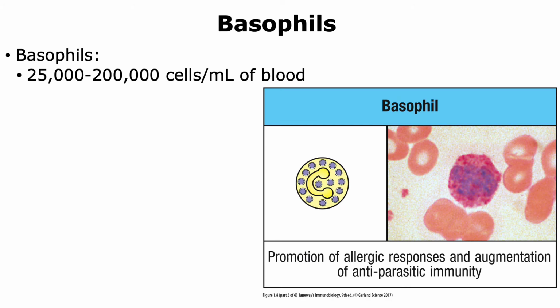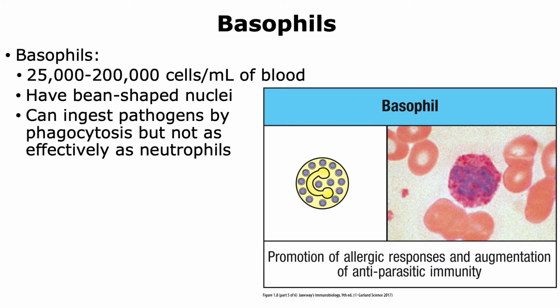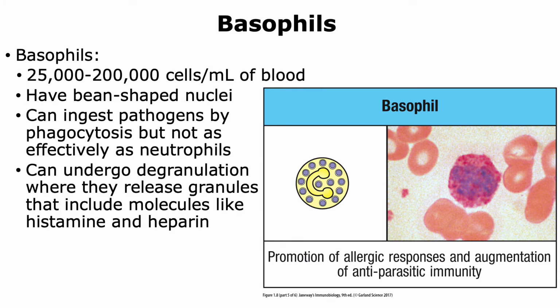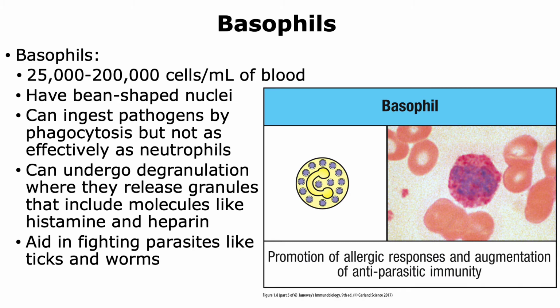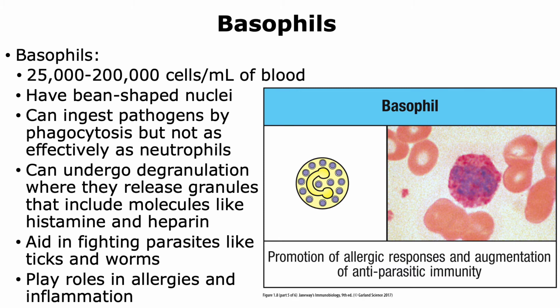Basophils are granulocytes that are present in far fewer numbers than the eosinophils and the neutrophils. Their nuclei are shaped differently, and so they have bean-shaped nuclei. They can also ingest pathogens by phagocytosis, but once again, they're not as effective as neutrophils. Basophils have granules in their cytoplasm and can undergo the process of degranulation similar to eosinophils. When this happens, they are able to release molecules like histamine and heparin that are present in the granules. Basophils are known to aid in fighting parasites like ticks and worms, but they also play roles in allergies and inflammation.